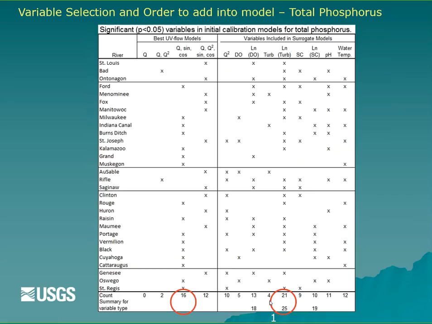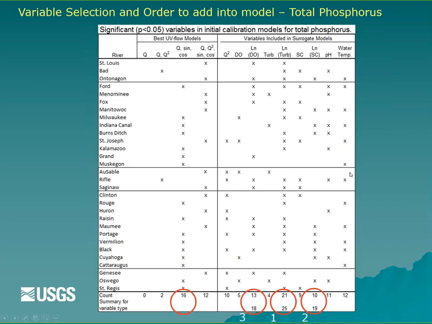So what we're going to do is gradually make a model that's more and more complicated and test each one of these. So that was the first one we would test with the surrogates. After that, the next most significant variable was log-specific conductance, so we would add that. And then after that, we added log dissolved oxygen, and then finally we added pH. So what we're doing is gradually making a model more and more complicated.